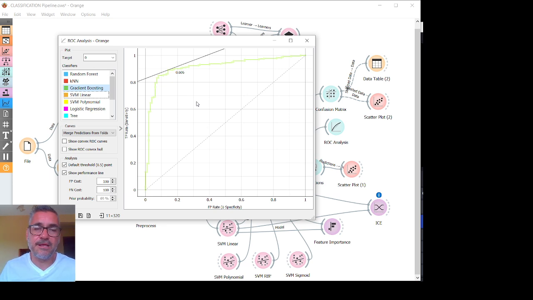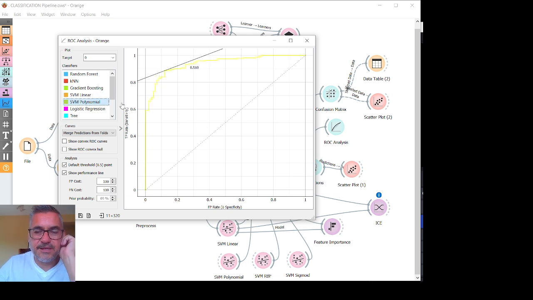If you're not familiar with what an ROC curve is, please read about it, or watch some videos from YouTube. Basically, the threshold. See here, we start with a threshold of 0, and as we trace the ROC curve, the threshold goes from 0 to 1.